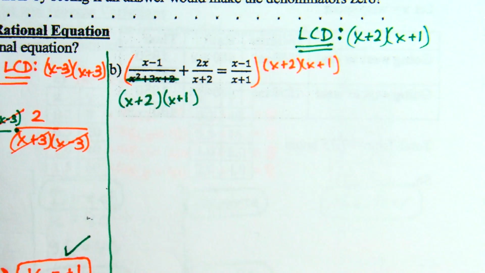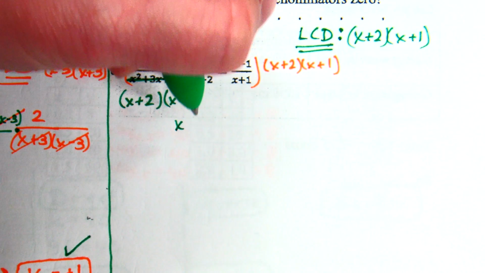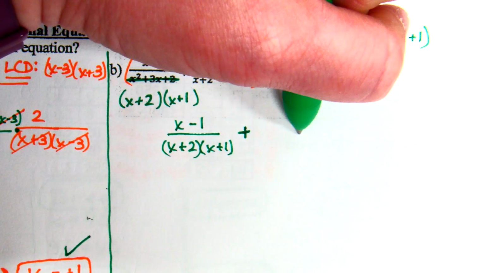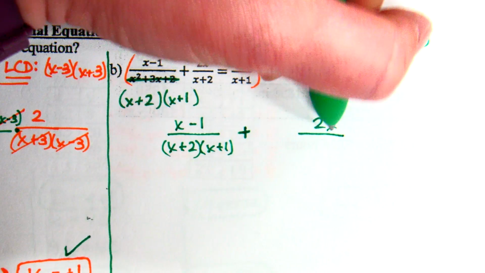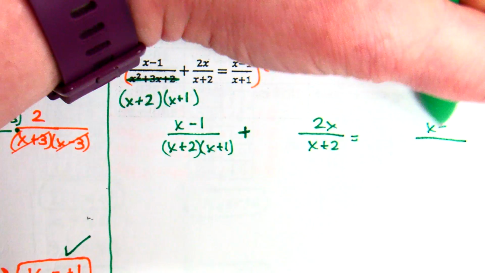So my first fraction, x minus 1 over x plus 2, x plus 1, plus, and I left a gap in front there. I'm going to leave a gap in front of this next fraction, and it's 2x over x plus 2, equals, I'm going to leave a gap, and it's x minus 1 over x plus 1. Am I on the screen? Hey, I'm on the screen even. Okay, what am I multiplying every single piece of this equation by?